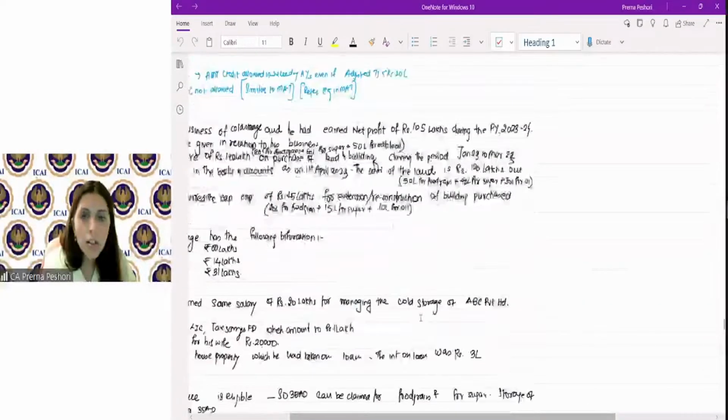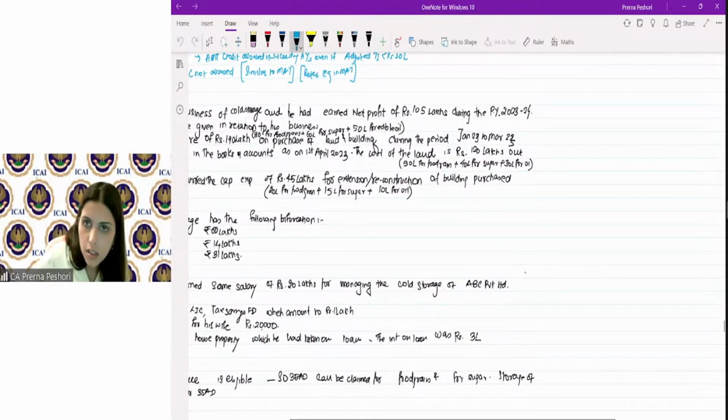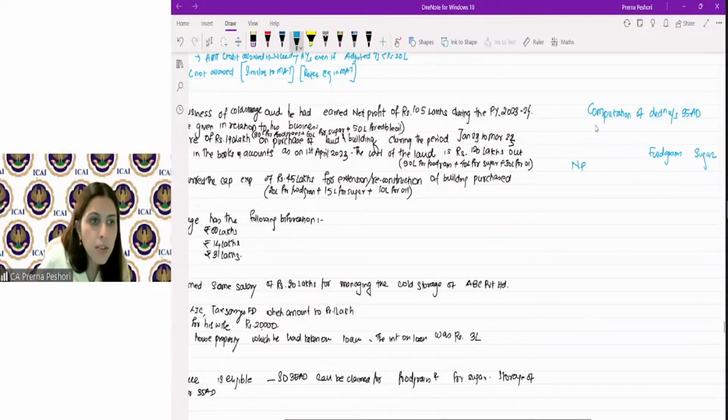Okay, so we'll start with it. First will be computation of deduction under section 35AD. So we have food grains and sugar. For food grains, what is the net profit that we have to start with? 60 lakh and 14 lakh is the net profit.